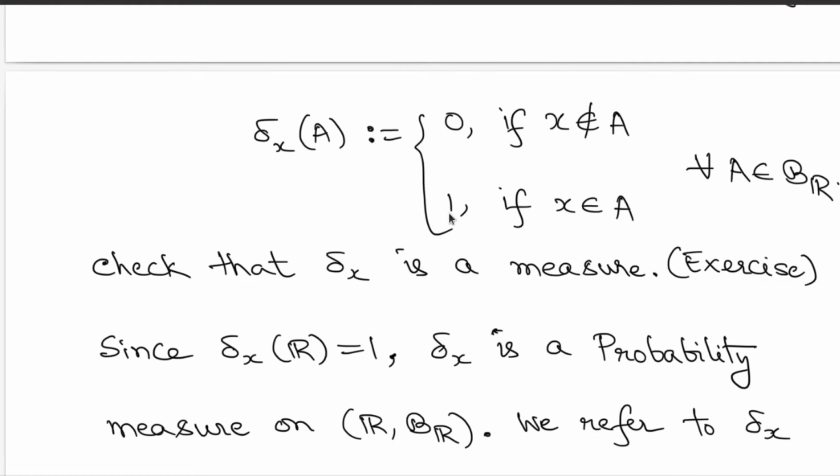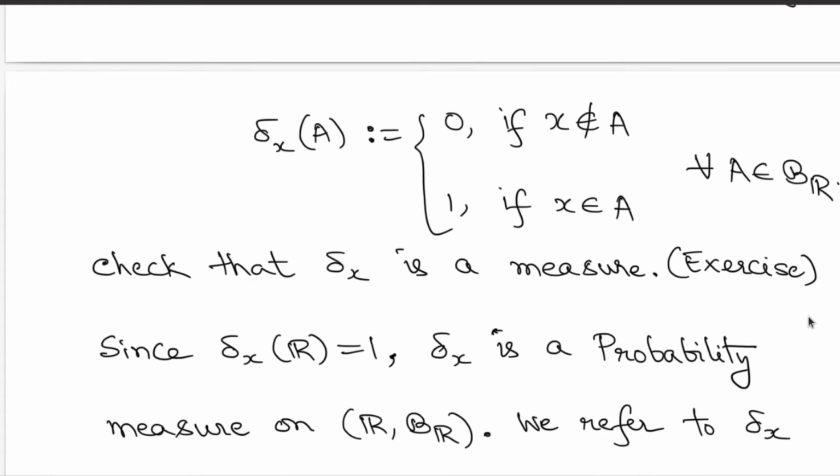Now this is a pretty simple looking set function, but it turns out it actually happens to be countably additive, and therefore it becomes a measure on the Borel sigma field on the real line. So this is a very important example of a measure, which simply checks whether the parameterized point small x is in the arbitrary set capital A or not. If it is there, then you put 1, otherwise it is 0. Please check that this set function is countably additive, and that will imply that it's a measure. This is left as an exercise for you.